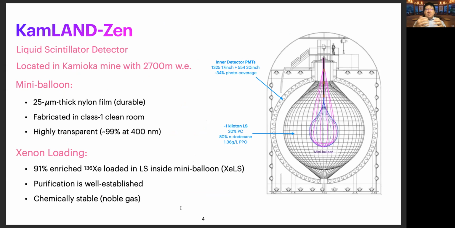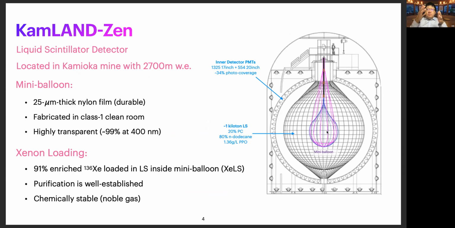KamLAND-Zen is a liquid scintillator detector located in the KamLAND mine. We reuse the old KamLAND infrastructure, which contains 1,800 PMTs, constituting 34% photo coverage. The major invention in KamLAND-Zen is the mini balloon. The mini balloon is a 25 micrometer thick nylon film fabricated in a class 1 clean room. It is highly transparent to the light we would like to detect.